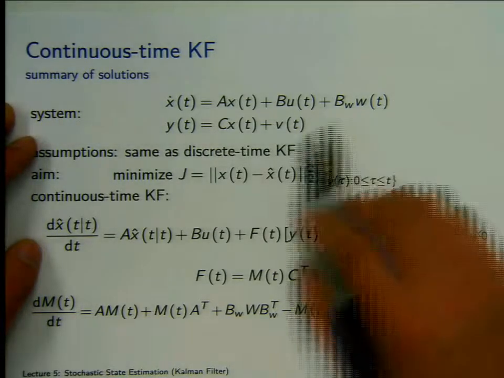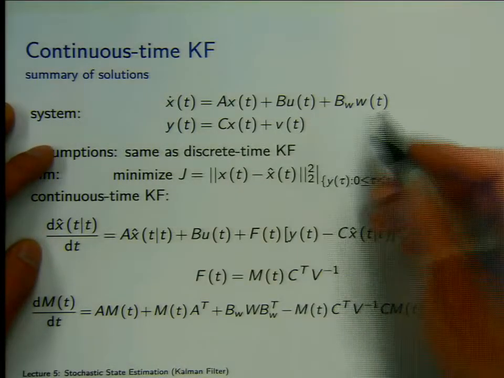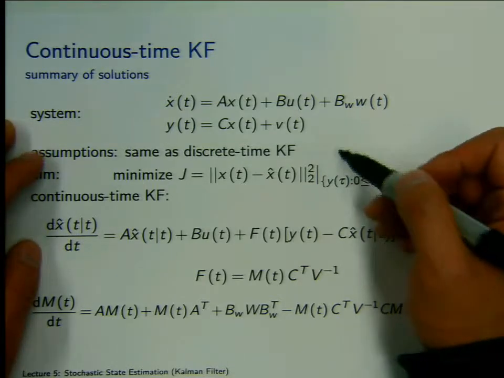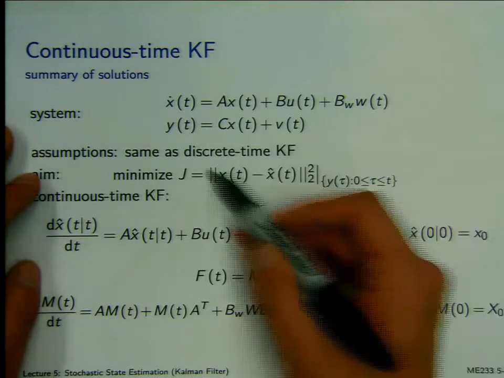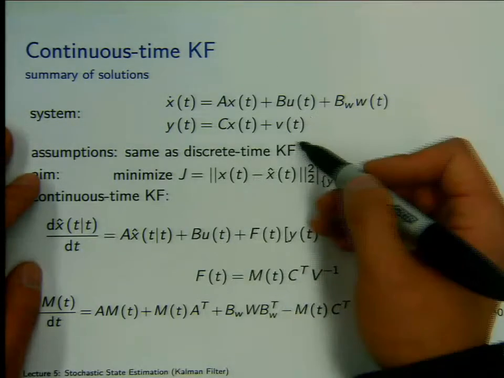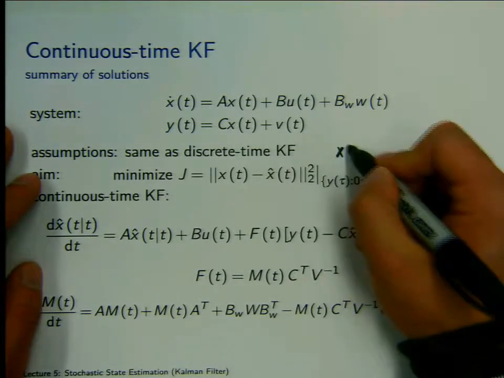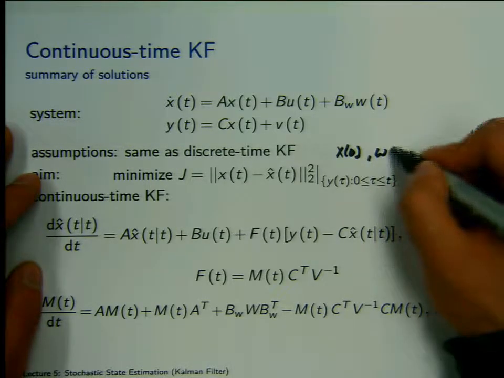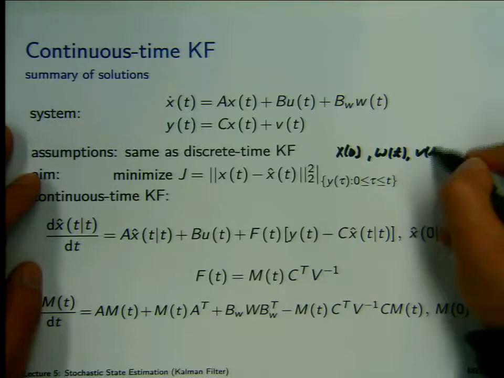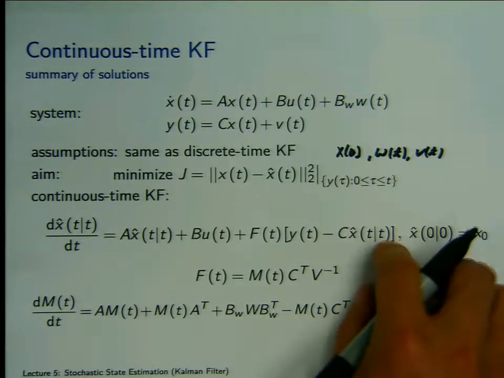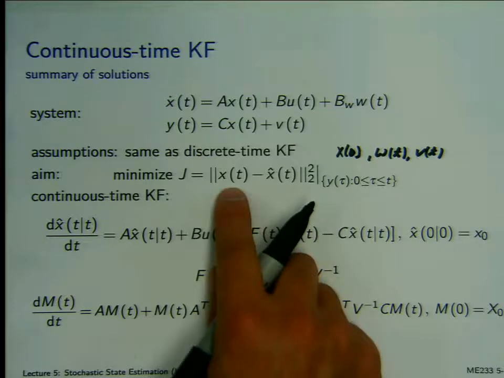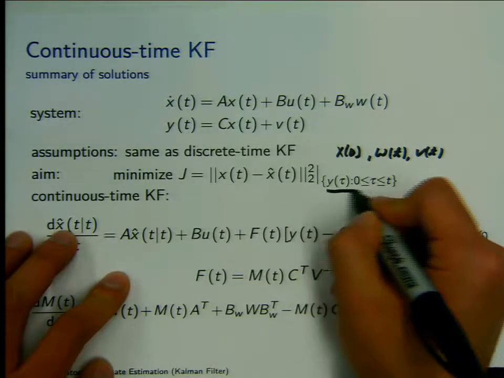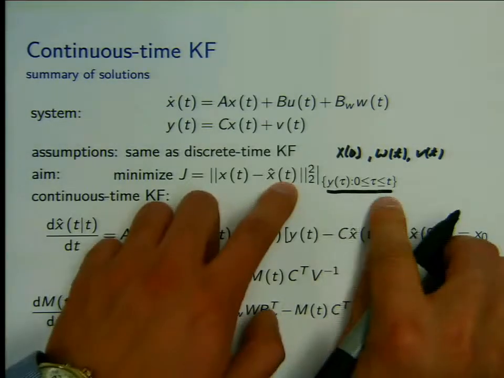So for the continuous time case, the system is going to look like this. Again, W and V are white Gaussian noises. And in this case, the assumptions are the initial state is random, W is a random vector, V is a random vector. And again, we are trying to minimize the error between x(t) and its estimation given all the measurements from 0 to t.